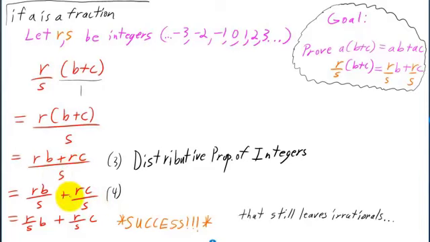In other words, substitute. And then to get to line 5, we use the same reasoning, but this time about multiplying fractions. And that's it! We did it! Well, not quite. We only did it for rational numbers. So it still leaves irrational numbers like pi and square root of 2.